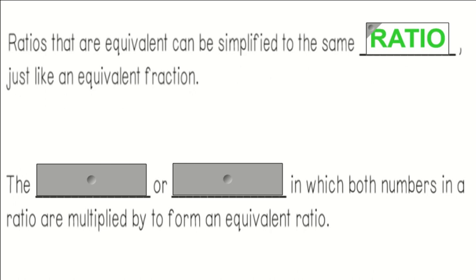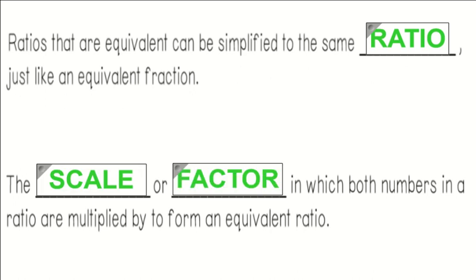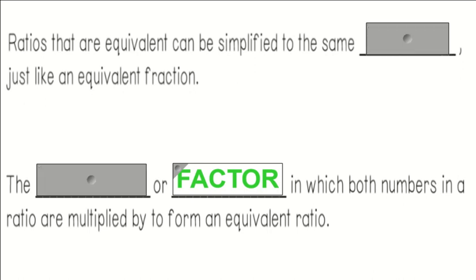And then a little bit below that, the scale or factor in which both numbers in the ratio are multiplied to form an equivalent ratio. So the scale or the factor, that's what's used to multiply the ratios. They generally show it with multiplication only. You can think of it as multiplication or division. So really the concept is you're just making things equal. It's not too tough to do.